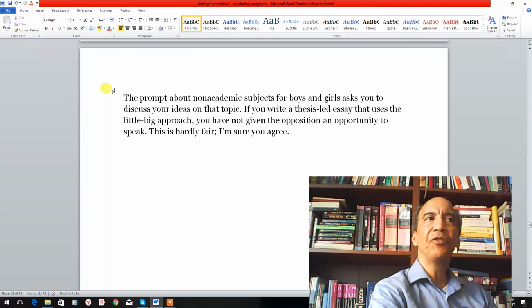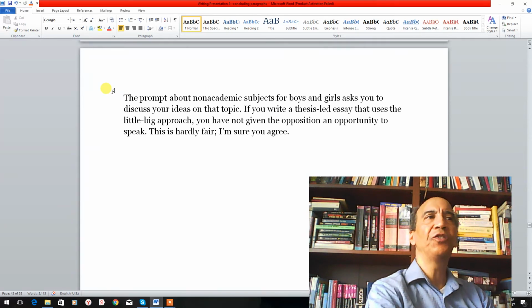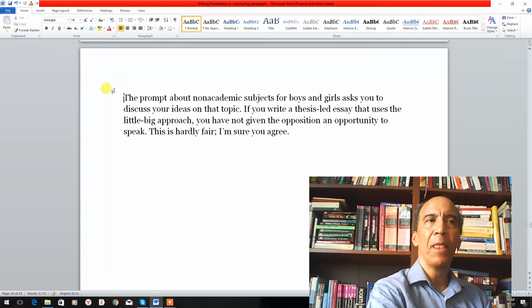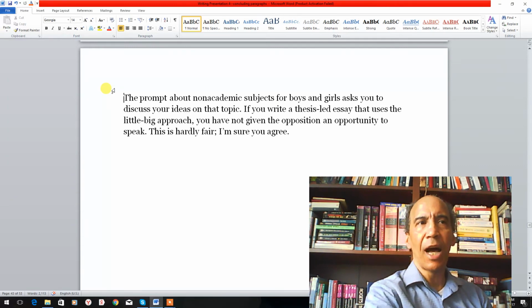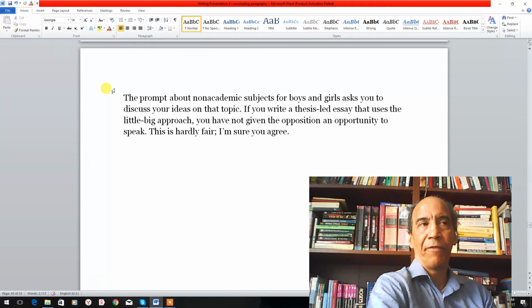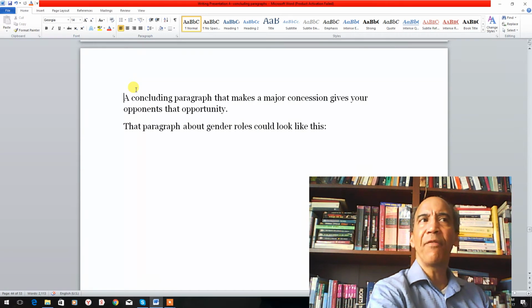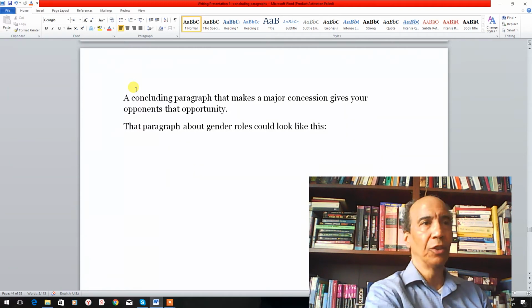The prompt about non-academic subjects for boys and girls asks you to discuss your ideas on that topic. If you write a thesis-led essay that uses the little big approach, you have not given the opposition an opportunity to speak. This is hardly fair. I'm sure you agree. A concluding paragraph that makes a major concession gives your opponents that opportunity. That paragraph about gender roles could look like this.